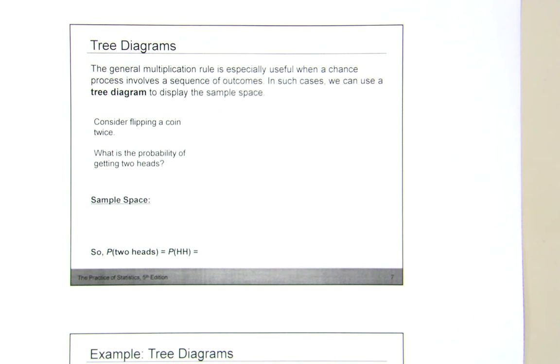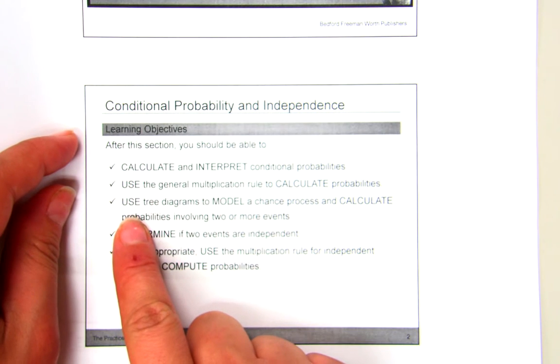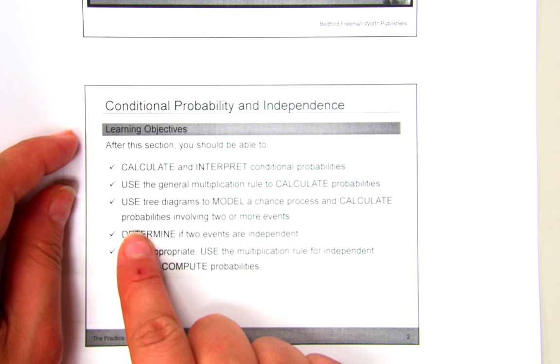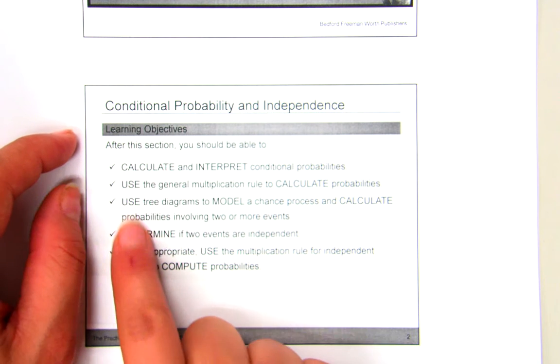Okay, so in this video, this is AP Stats. We're going to do section 5.3. The objectives are to use tree diagrams to model a chance process and calculate probabilities involving two or more events, and then determine if two events are independent. So it's kind of a two-part process here.